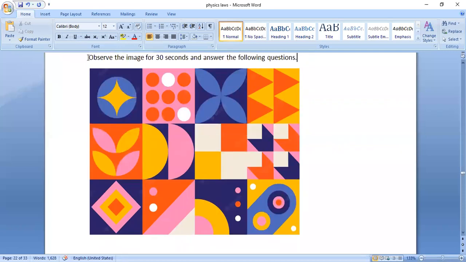How many colors are there in the image? Yellow, light blue, dark blue, orange, white, pink. Is that it?